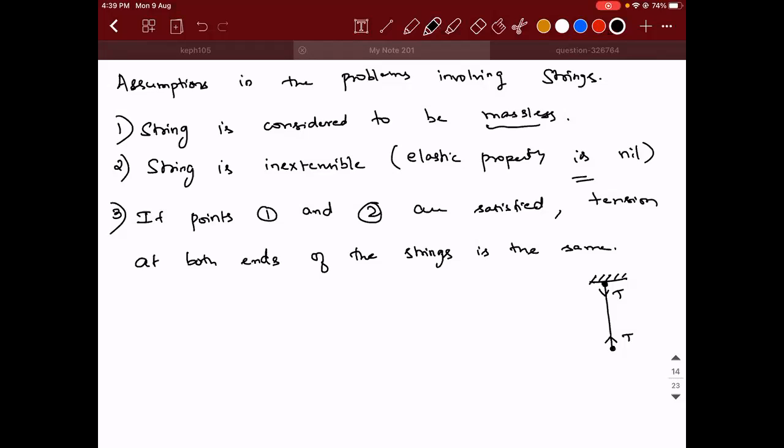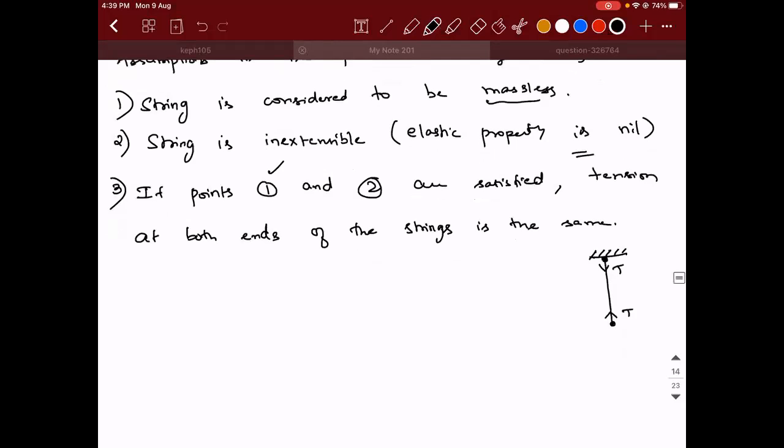Okay. So if points 1 and 2 are satisfied, what I'm trying to say is that the tension at both the ends of the string is the same. The reason being, tension is always a pulling force.